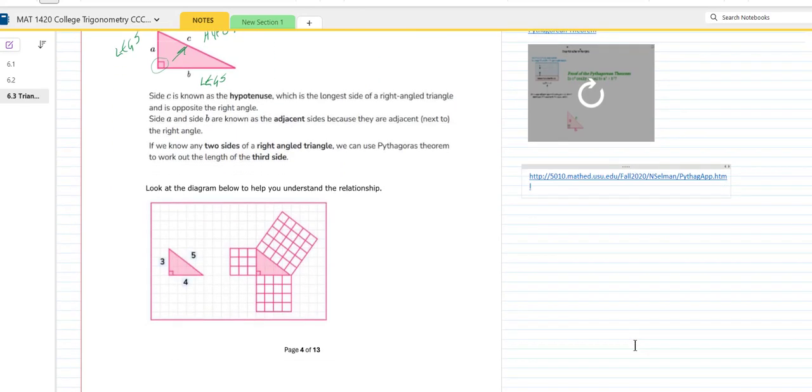Okay, so now in the bottom part of this, just a little bit of vocabulary here. We can always use the Pythagorean theorem. If we know any two sides of a right triangle, we can use the Pythagorean theorem to work out the length of the third side.